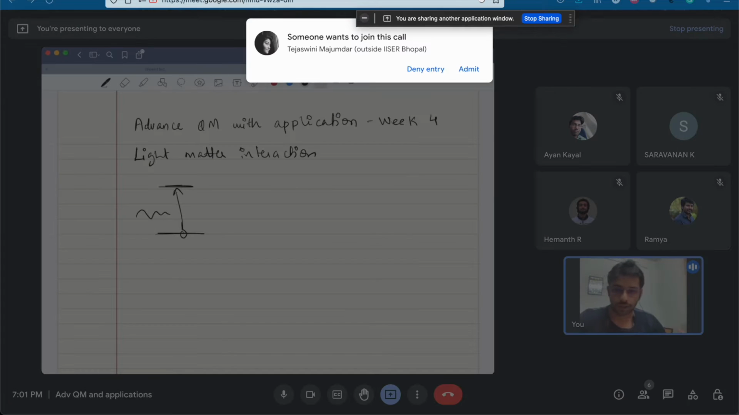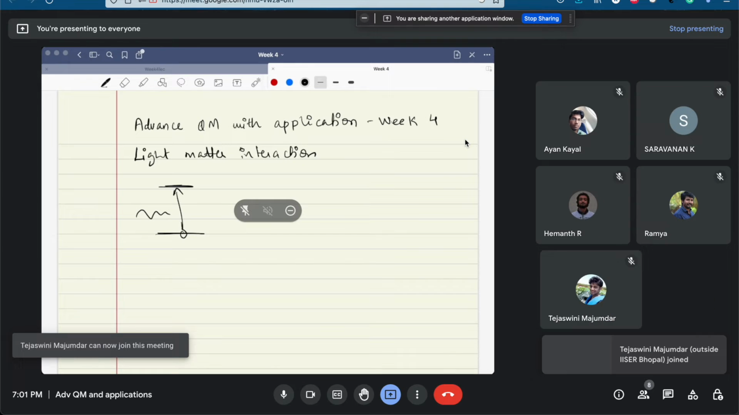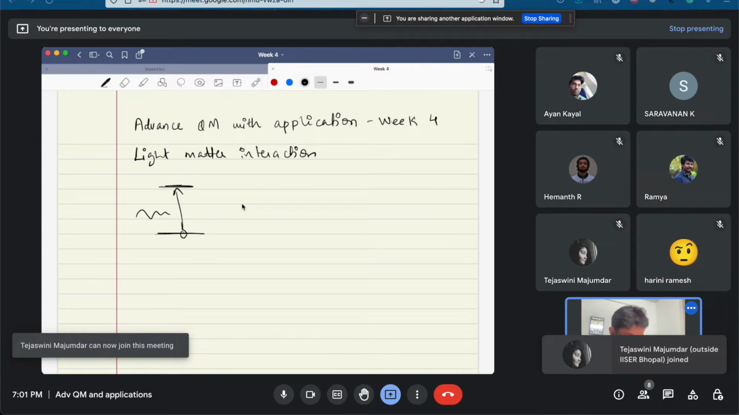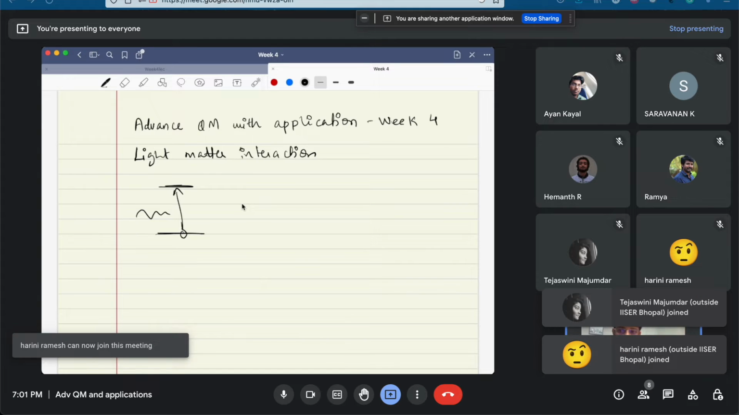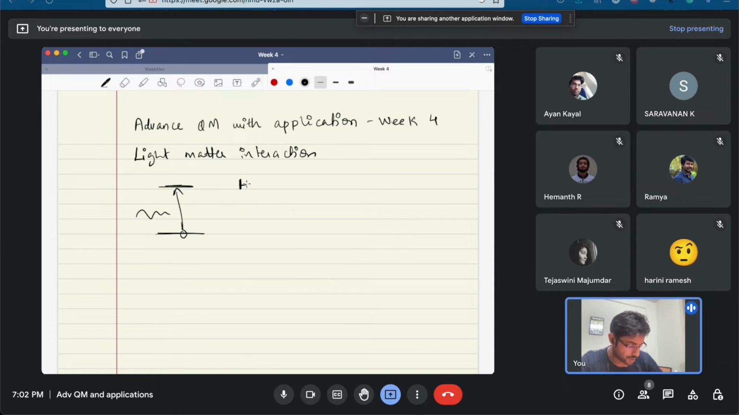So what is a light matter interaction? Whenever you have an atom, let's say a hydrogen atom, and you want to excite it to some other excited state, you need a laser beam, right? Now, how does this actually work? I'll write the Hamiltonian first, which we are going to try to derive, and then we are going to use the equation of motion, like the time dependent Schrodinger equation, to find the equation of motion, which is similar to some of the questions in your assignment.